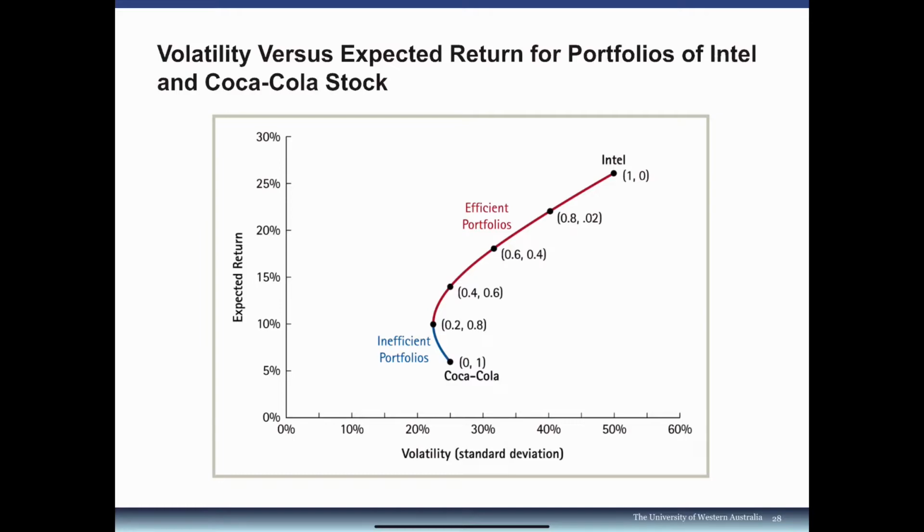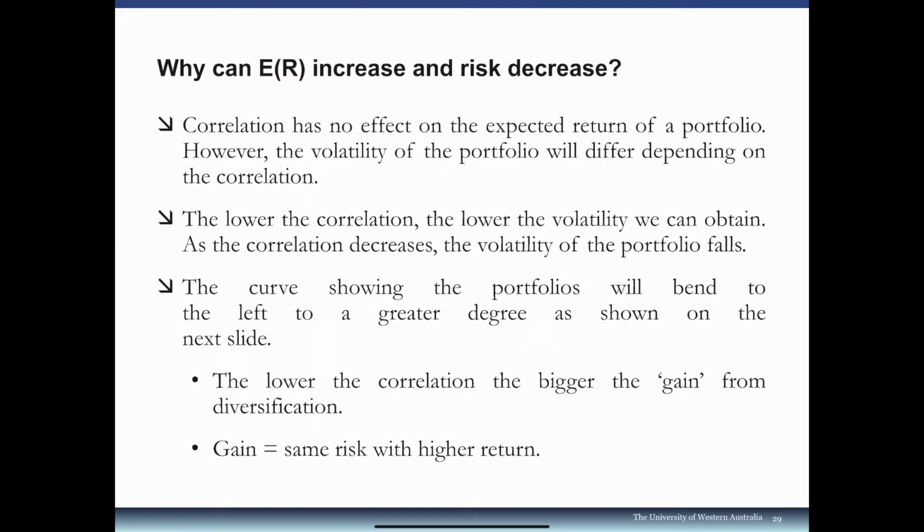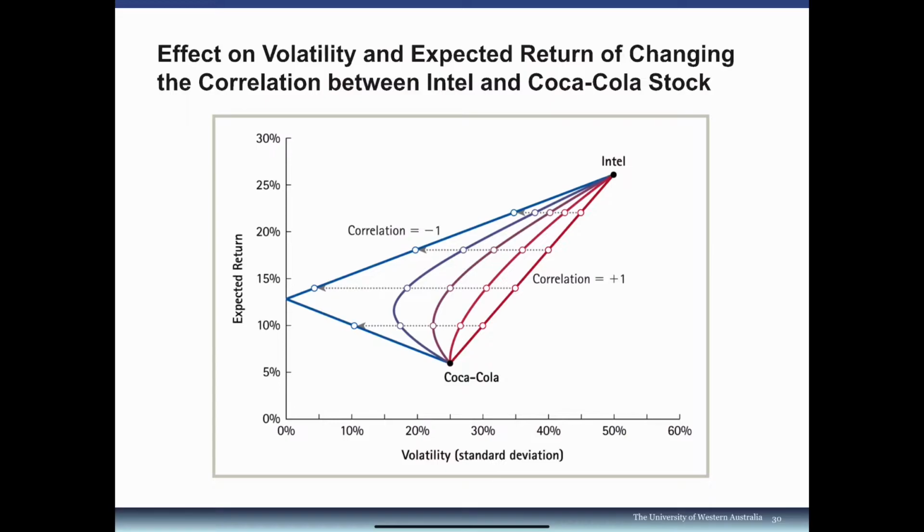What we're going to do now is give you varying outcomes. We're going to vary the correlation between Intel and Coca-Cola to see what kind of scenario that shows. Our goal is to show you that the lower the correlation, the bigger the gain from diversification. And again, here it means the same risk but higher return. So let's vary the correlation between Intel and Coca-Cola between +1 and -1.